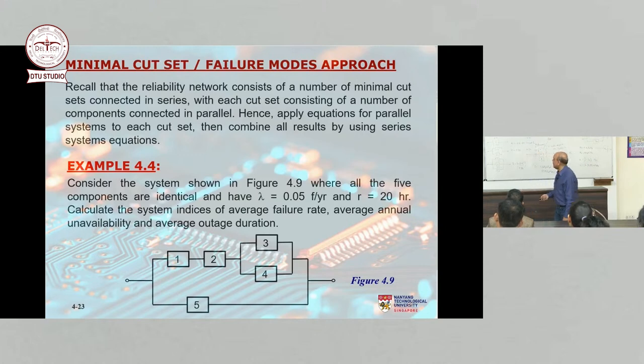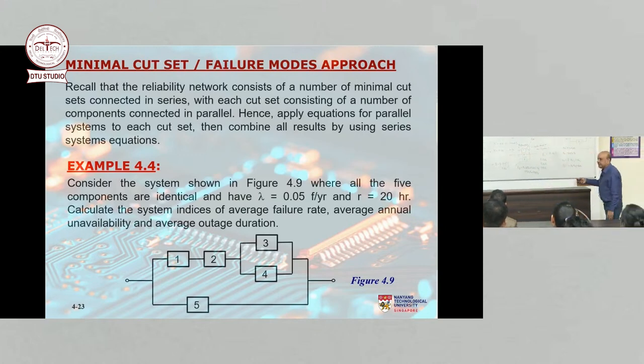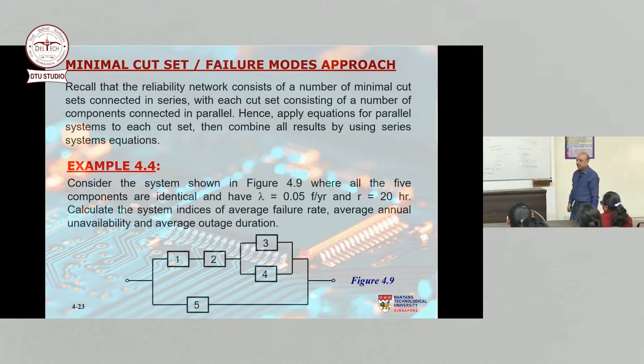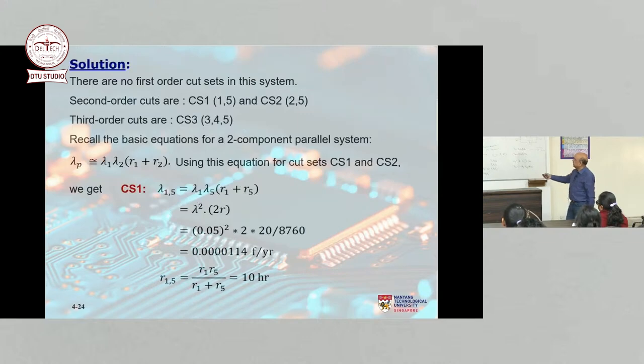Okay? So what are the cut sets of this system? We actually did this system before, right? We used the same example before. So what are the minimal cut sets? 1 and 5, 2 and 5, and 3, 4, 5. There are no first order cut sets, correct? There are 2 second order cut sets and 1 third order cut set. So second order cut sets 1, 5, 2, 5, third order cut set 3, 4, 5.